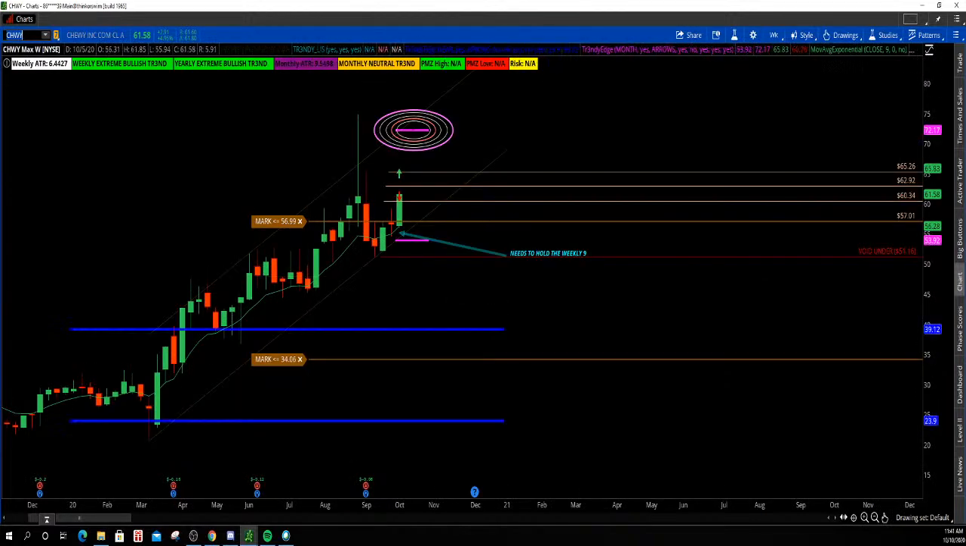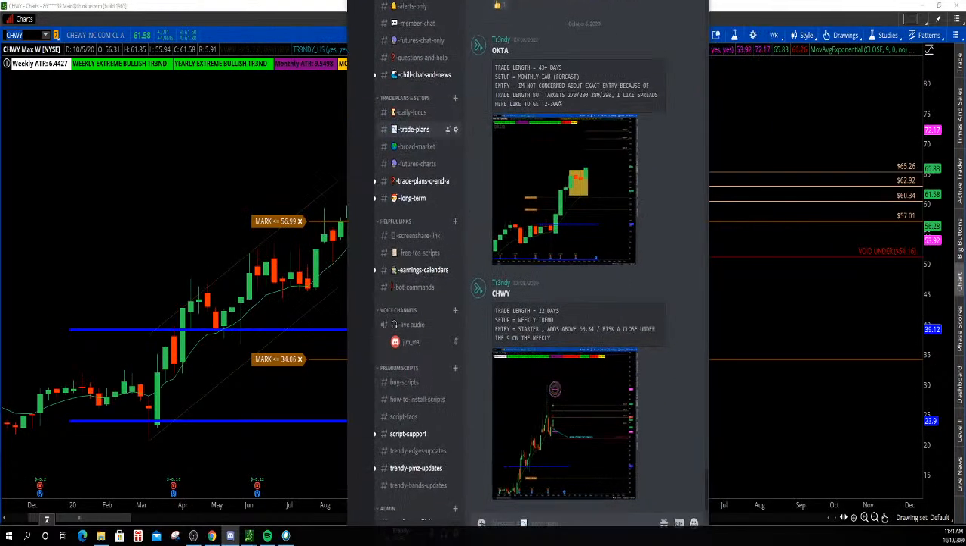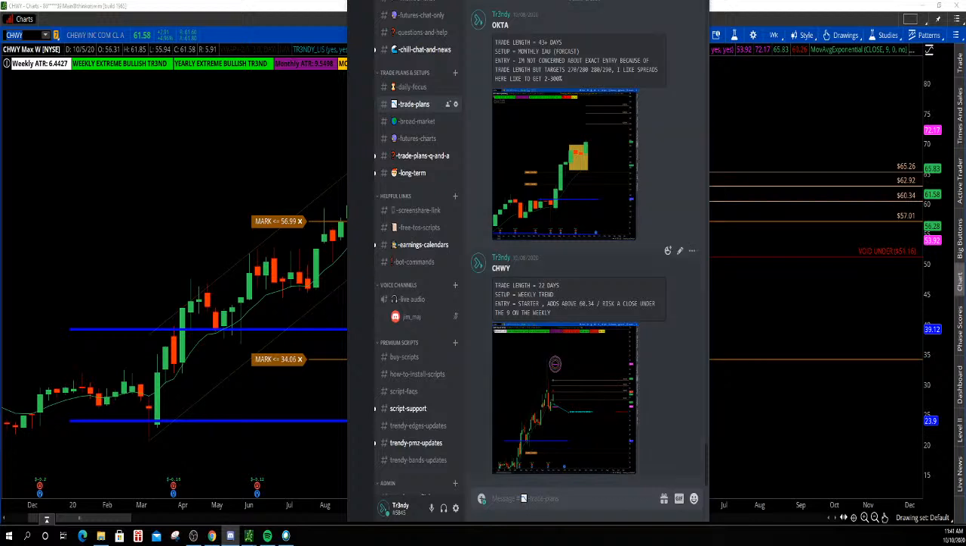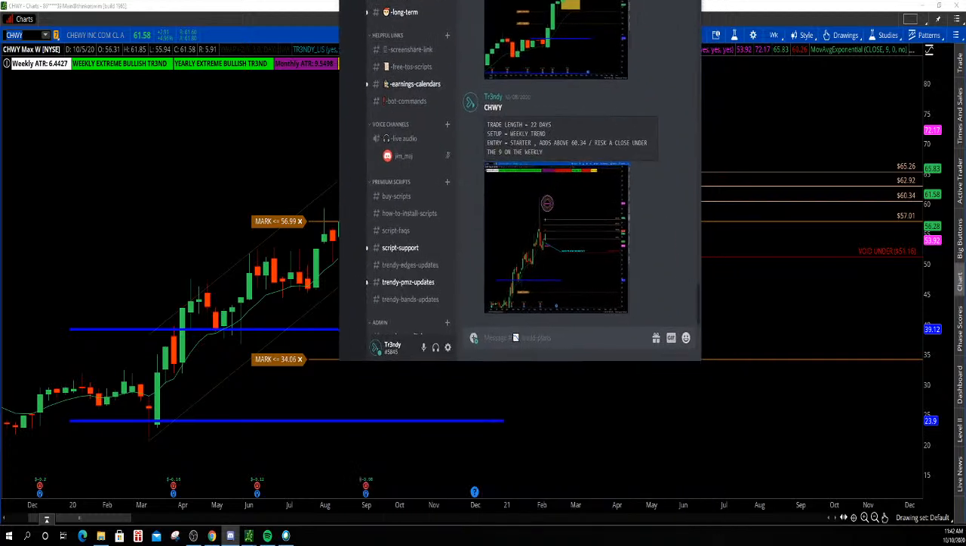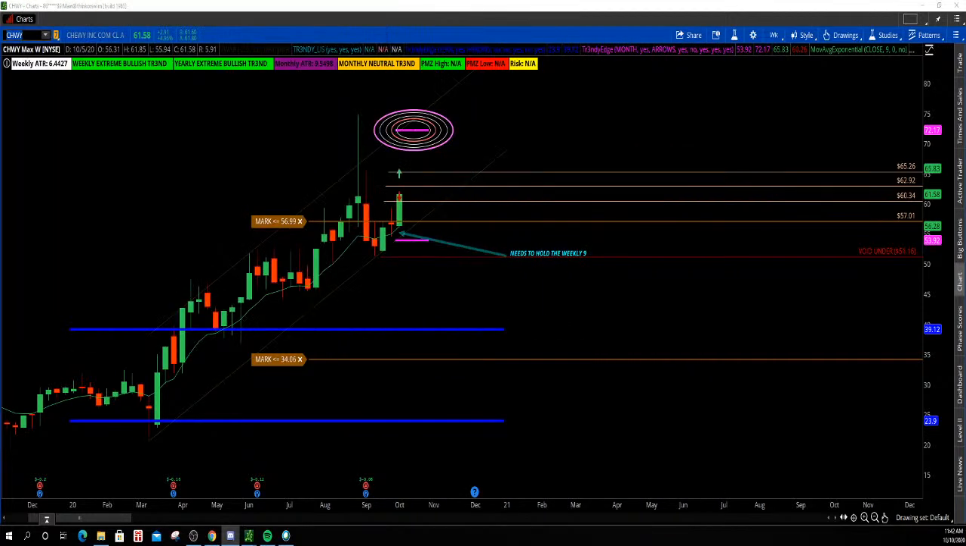And these Chewy plans, just so you guys can see kind of what this looks like, I drop these. So not only do I do them over the weekend, but every day we open up, we have focus trades, and then we also may add some here, whether they be long term and so forth. But you can see here, I like to put on the trade length, the setup, the entry, the risk, and what time frame I'm using. So this is what I'm referencing, just so everybody understands. Let's go ahead and look at Chewy.